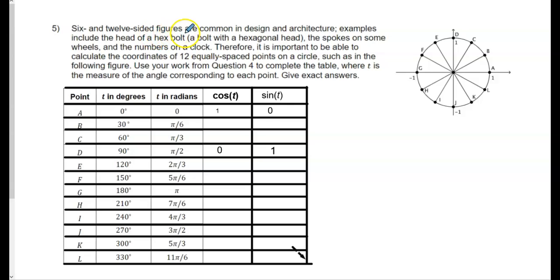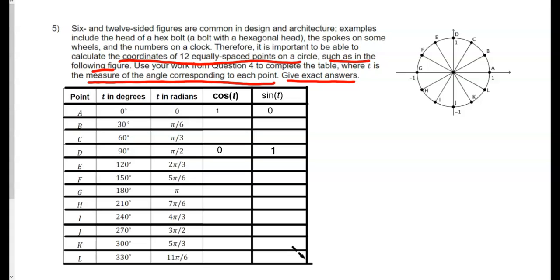6 and 12-sided figures are common in design and architecture. Examples include the head of a hex bolt, a bolt with a hexagonal head, the spokes on some wheels, and the numbers on a clock. Therefore, it is important to be able to calculate the coordinates of 12 equally spaced points on a circle, such as in the following figure. Use your work from question 4 to complete the table, where t is a measure of the angle corresponding to each point. Give exact answers.